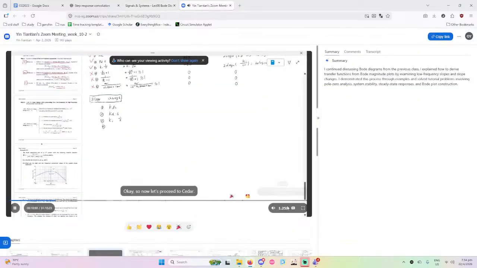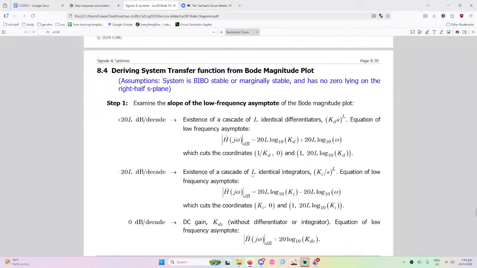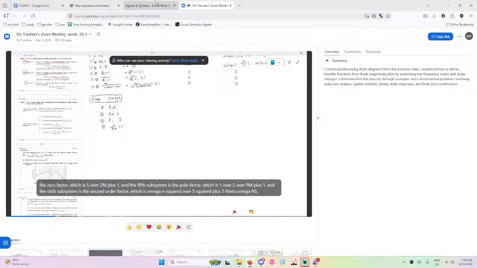Okay, so now let's proceed to see the slope change. Again, we will look at the 6 subsystems. The first subsystem is again the DC gain. The second subsystem is the differentiator, which is KD multiplied by S. The third subsystem is KI multiplied by 1 over S. And the fourth subsystem is the zero factor, which is S over Zm plus 1.